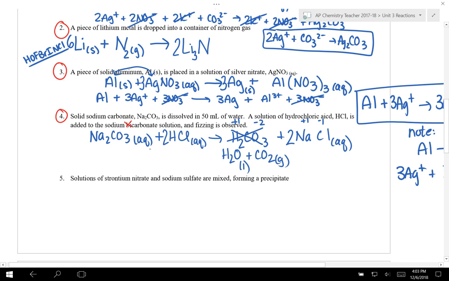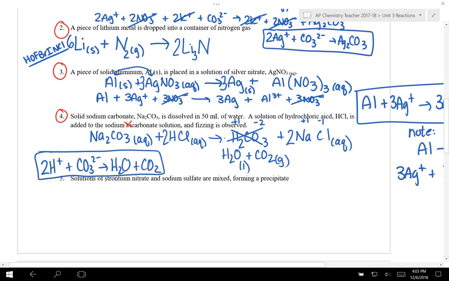Then I got to go through and ionize all my aqueous things. Whew, and that will take a while. But you end up with, in the end, what really happens is you have 2 hydrogen ions combining with 1 carbonate ion, making H2O and CO2. Notice that the sodium ions and the chloride ions end up being spectators. It's really just the H's and the CO3s that combine.